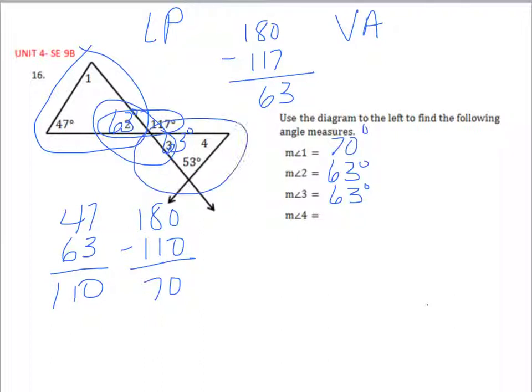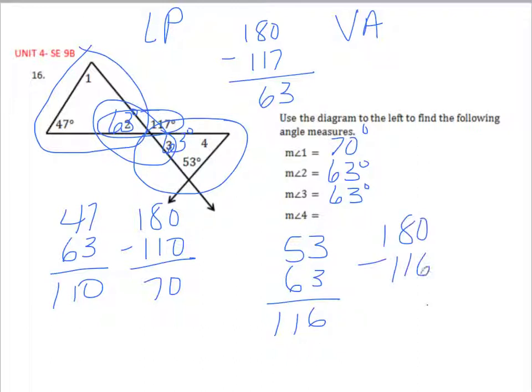Same thing here. We have two angles, 53 and 63. We add those up and get 116. Subtract that from 180, and we end up getting 64 degrees.